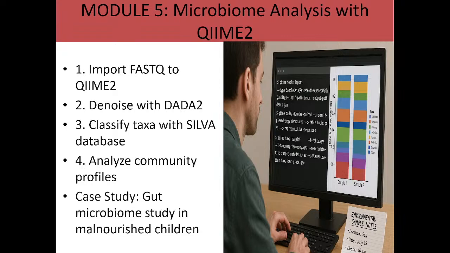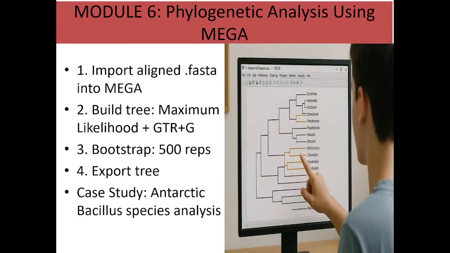And that is what we are saying. You could apply bioinformatics into health, and you can also apply it into environmental samples as well. And that is module 5.